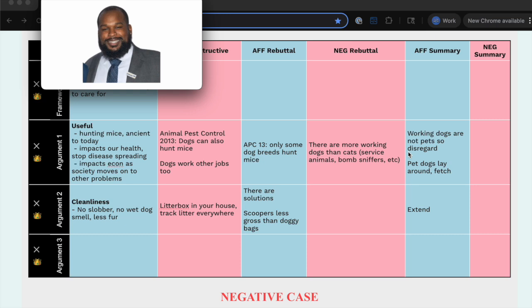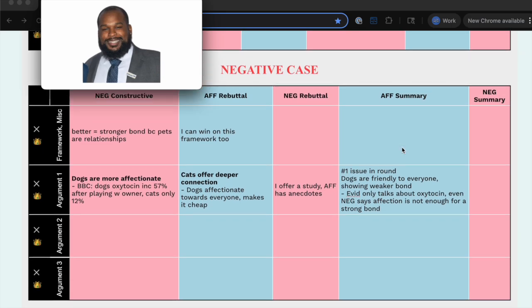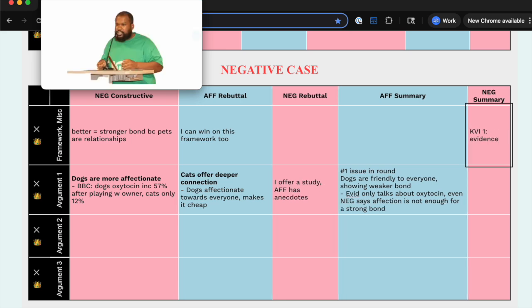Judge, the first key voting issue today is that I provide more evidence, so I win this debate. I cited a BBC study proving that dogs feel more love towards their owners than cats do. And I own dogs, so I can honestly say that doggy doo-doo bags are not that gross, whereas my opponent doesn't own a dog at all, so can't even make that comparison.